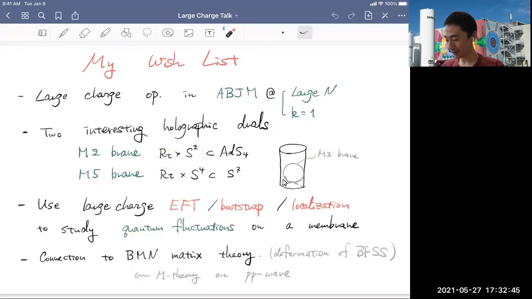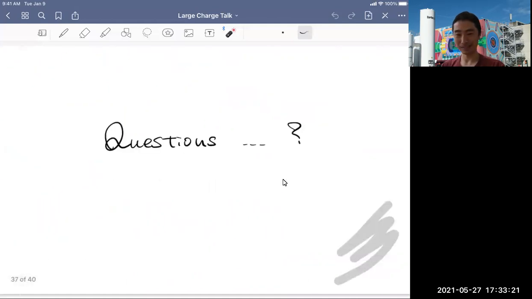In particular, this might be interesting because if you take a large charge limit, there might be some connection to what's called BMN matrix theory, which is a deformation of the BFSS matrix model, and which is supposed to describe M theory on a pp-wave background. The pp-wave background you can get from AdS4 times S7 spacetime by looking at the geodesics of a highly fast rotating particle on S7. So this was it, and this is the end of my talk.